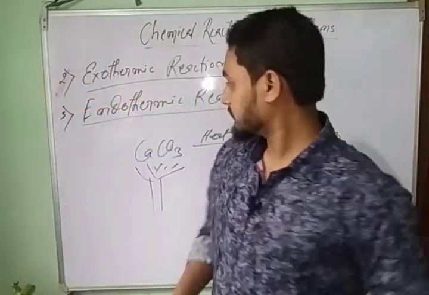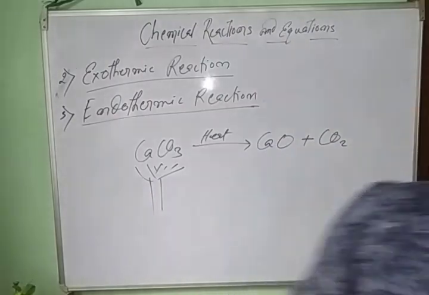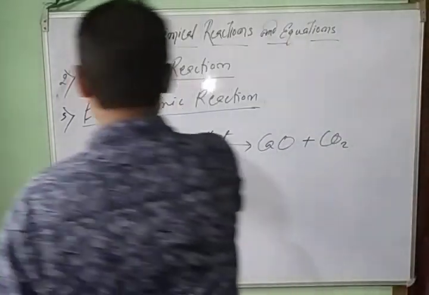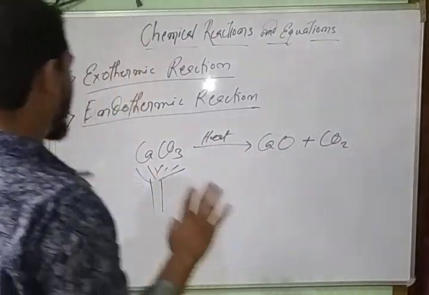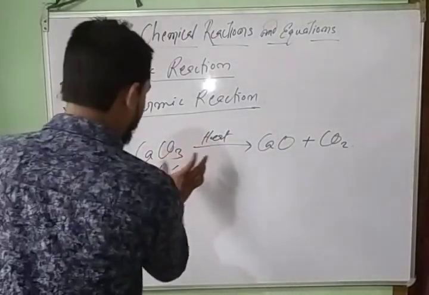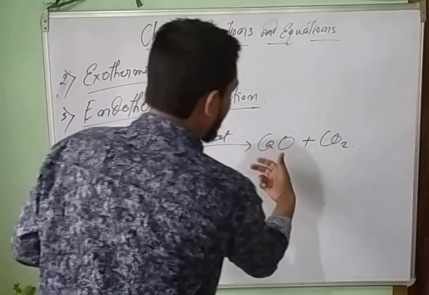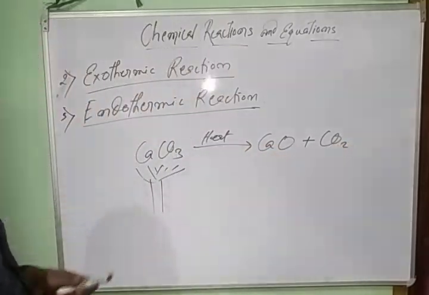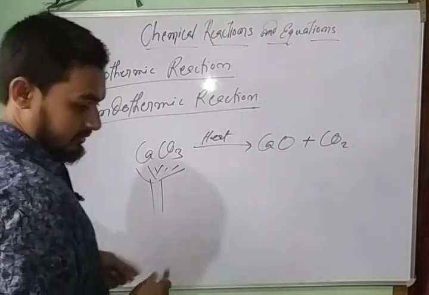So write the definition of endothermic reaction. Your definition is like this: the chemical reaction which absorbs heat to form the product. This type of reactions are called endothermic reactions. Apart from this reaction, you can also write some other reactions.